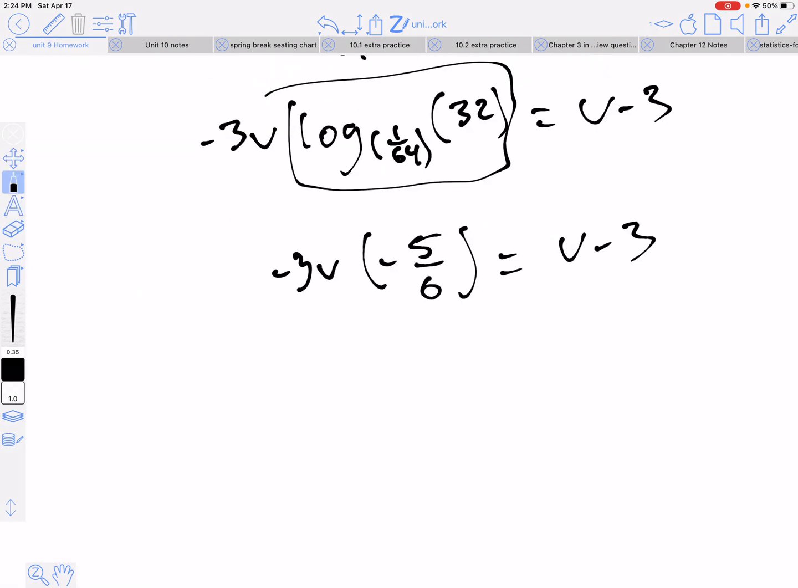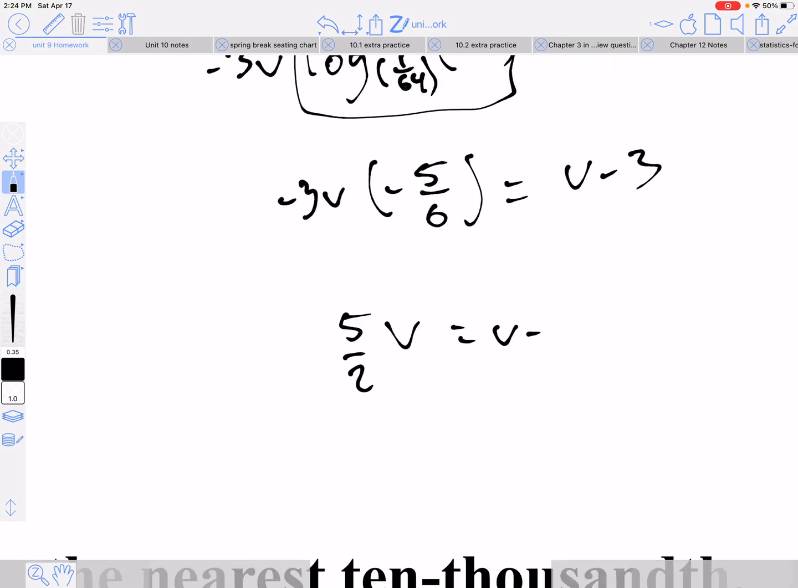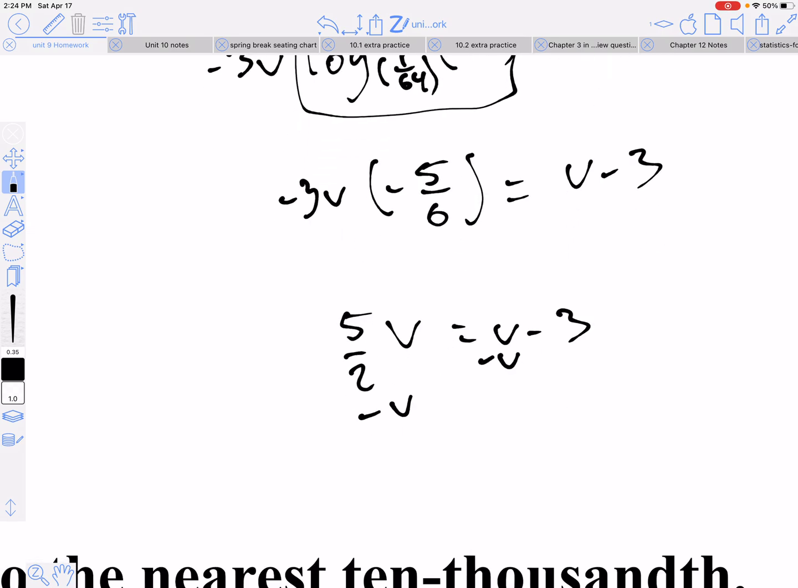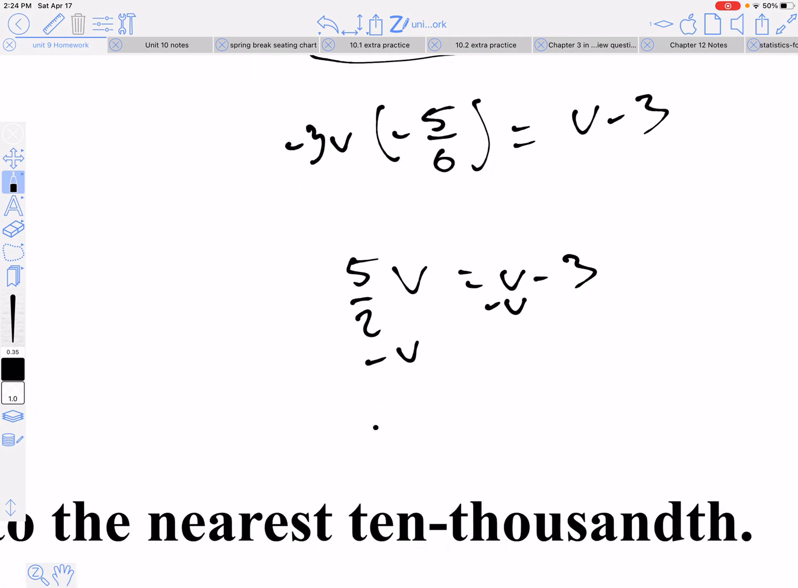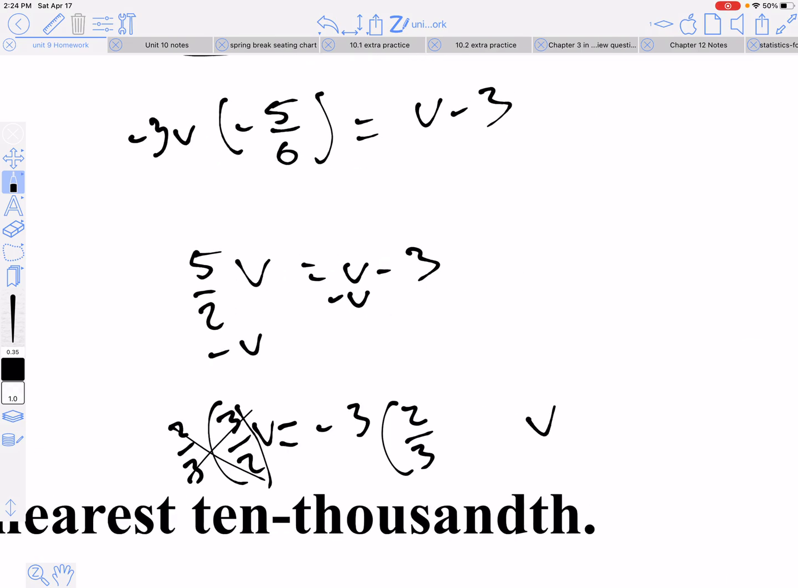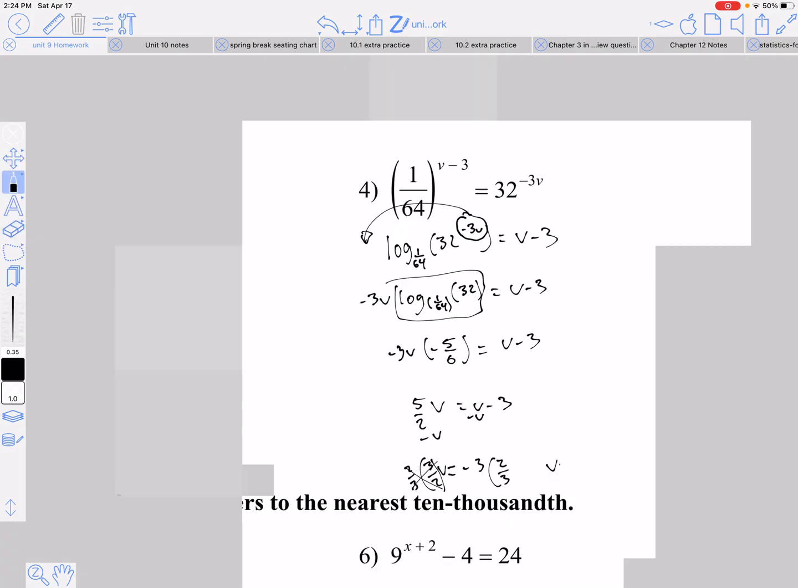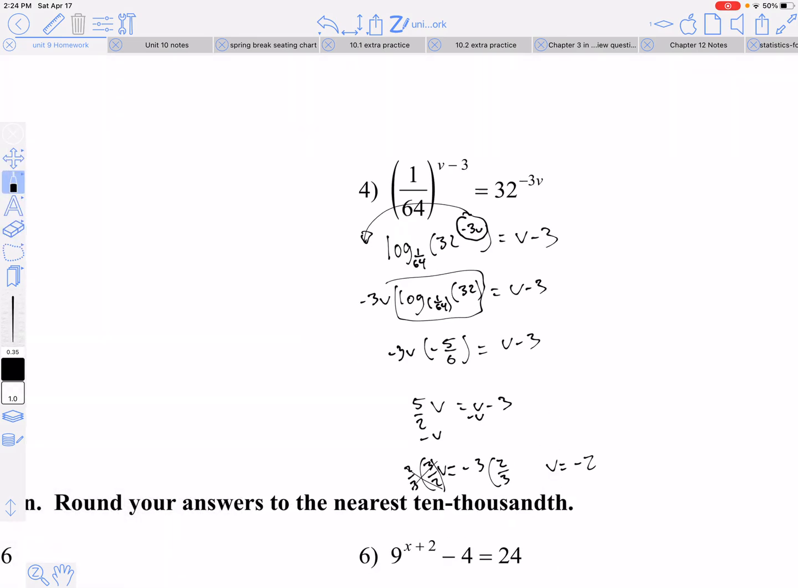And then just go from there, right? So negative times negative is positive, and then so we'll have 5 halves v equals v minus 3. I'll minus v, minus v. So 5 halves minus 1 is 3 halves, right? Equals, 3 halves v equals negative 3, and then we'll times both sides by 2/3. So v should be negative 2. And then we can plug that in and see if it works. Hopefully I didn't make any dumb mistakes.